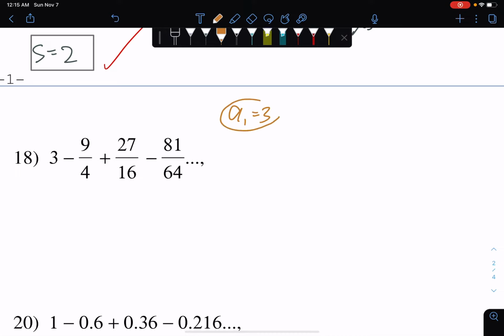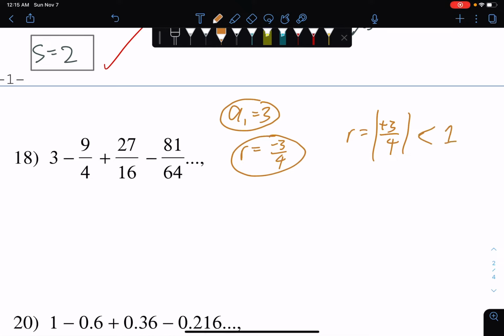A sub 1 is equivalent to 3, and R is equivalent to -3 over 4. Let's prove. Alright, -9 over 4 divided by 3 is -3 over 4. Extra proof, -81 over 64 divided by 27 over 16 is still -3 over 4. Therefore, this is correct. So, let's assess. R is equivalent to +3 over 4, such that there is absolute value, and it's smaller than 1. Therefore, the series converges.